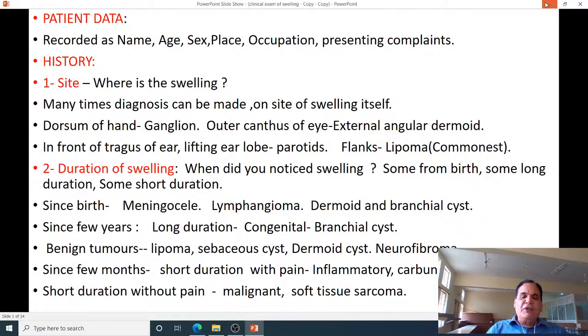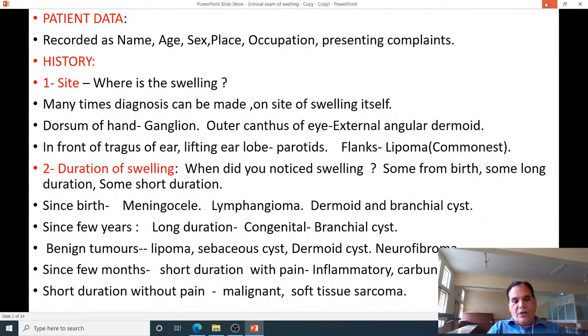If I talk of something funny in the right iliac fossa and I say that this is a splenic injury or splenic swelling, that is of no value, because the spleen is in the left upper quadrant. How can I diagnose a spleen in the right iliac fossa? There is no point. So you must know what organs are in that region. Dorsum of hand, ganglion. Outer canthus of eye, external angular dermoid. And flanks, side of the body, it is a lipoma. That means you are coming to a conclusion depending on the site.